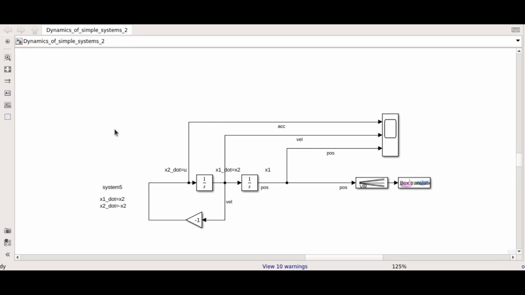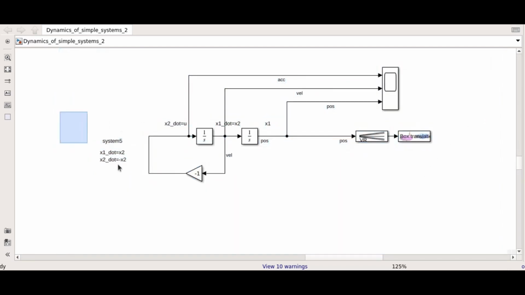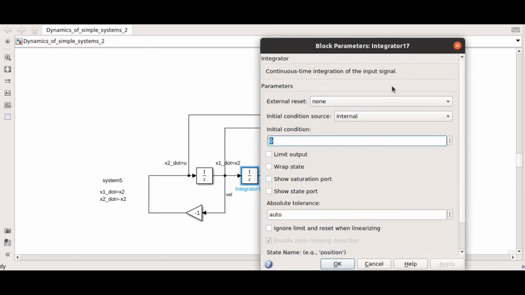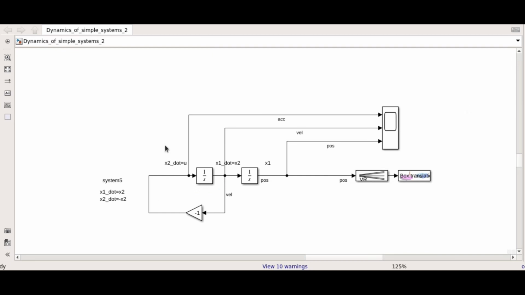Let us check the simulation in Simulink. So this is our system. Let us call it system 5. Here, let us set the initial position as 0 and the initial velocity as 10. This is different from the previous example, as we can't set the initial velocity to 0. In that case, the force will also be 0 and the body will remain in the same position always. So let us start with the initial velocity of 10.